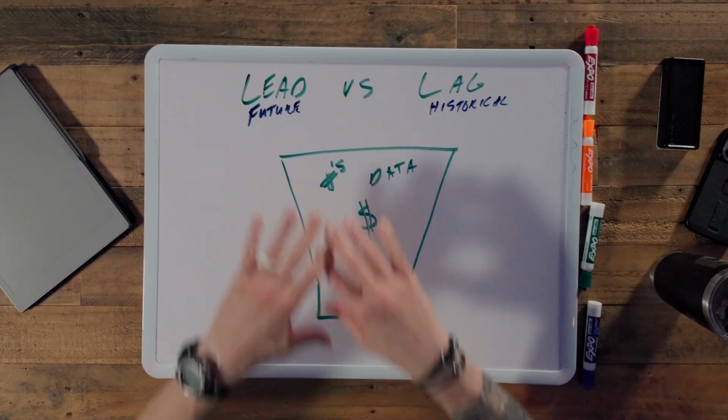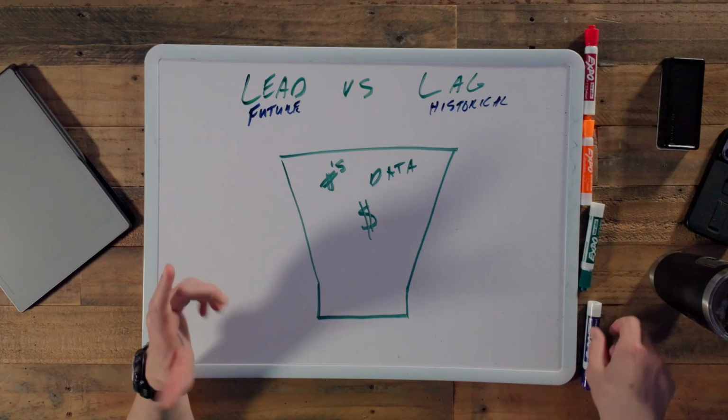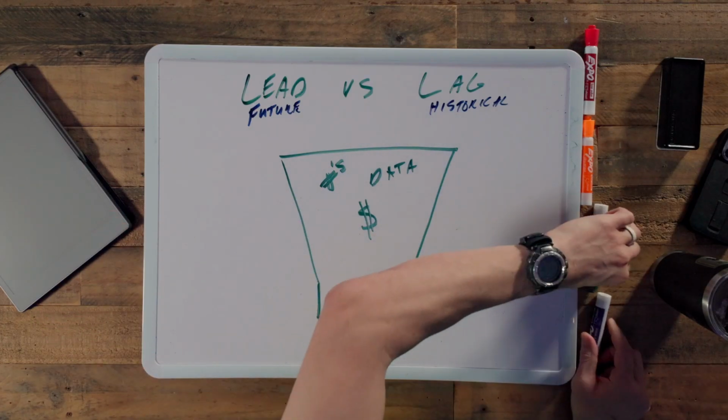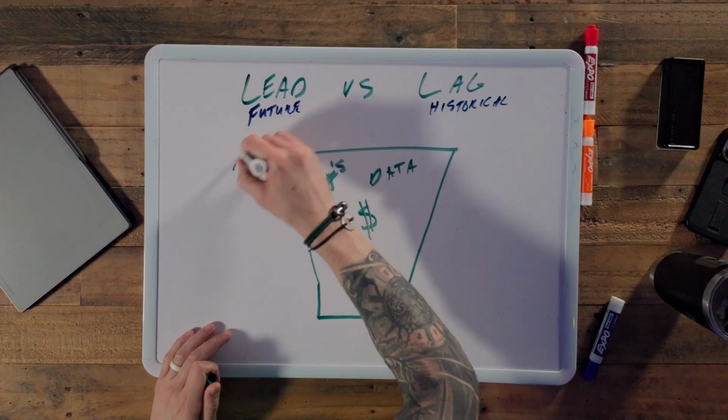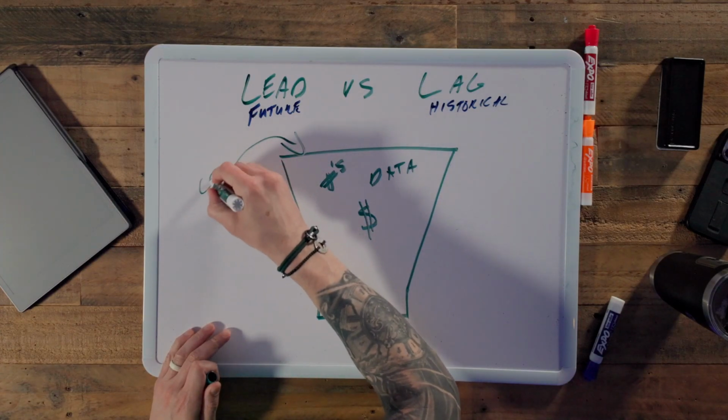Now, the way you're going to interact with these pieces of information is going to be very, very different. But just to lay the groundwork, lead is going to tell me what's going to happen coming up. Lag is what's historical and what happened in the past. Again, if you want to think about a big funnel, at the top of this funnel, effectively what we're doing is dumping a bunch of lead metrics into this funnel.